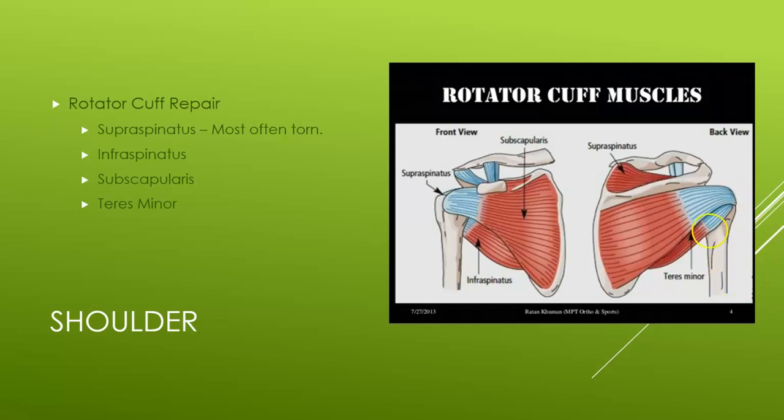And you have teres minor. So your four muscles are supraspinatus, infraspinatus, subscapularis, and teres minor. If you rearrange the letters, instead of S-I-S-T, you'll oftentimes see this written as S-I-T-S. SITS is a way to remember that as an acronym. And the supraspinatus is usually the one that's most often torn.